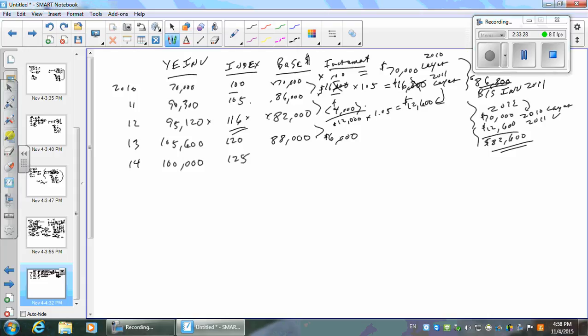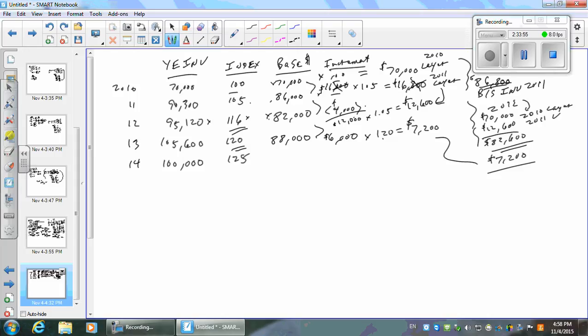So what is it going to be for this layer? What's the index for this year? 120. Take 1.20, 120% of 6. What's that? 7,200? That's my new layer. So what am I going to do? I'm going to add that 7,200 to what I already had the year before. See, if it increases, you can just add it. Make sense? If it decreases, you have to rework things. So what's it going to be at the end?